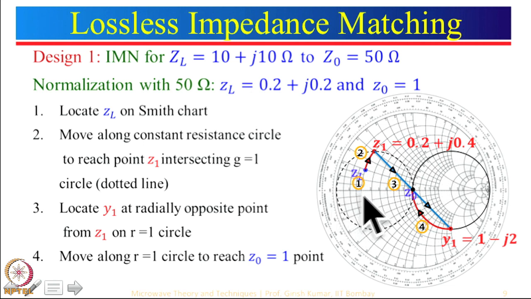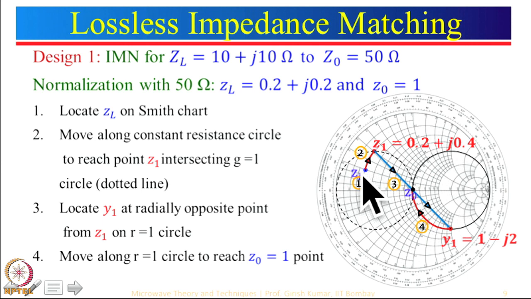So, this is 0, this is 1, and this is infinity. From here you locate 0.2. That is the first step. Then since it is plus, we go up here, and this is that reactance 0.2 circle. We stop at this particular point and give it the nomenclature ZL, as you can see here. So, that is step 1, locate ZL on the Smith chart.